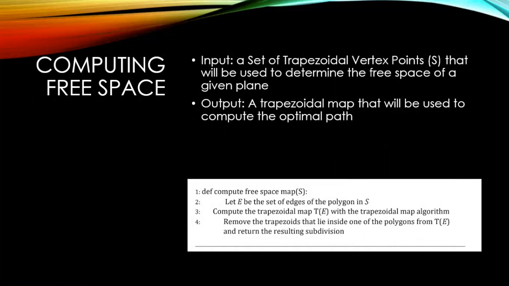If we look at the pseudocode for this, we first set all the edges to E, and that's just all the edges in the polygon. And then we can compute the trapezoidal map using the trapezoidal map algorithm. We're not going to get too much into that. Just know that there is an algorithm that you use to compute the trapezoidal map. And then finally, we're going to remove all the trapezoids that lie inside each of the polygons, basically getting rid of the redundant lines, and then we'll have our final free space trapezoidal map that we can use.